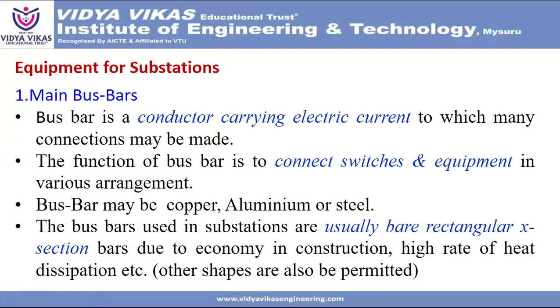The first one is bus bar. A bus bar is a conductor carrying electric current to which many connections may be made. The function of a bus bar is to connect switches and equipment in various arrangements. Bus bars may be copper, aluminum, or steel. The bus bars used in substations are usually big rectangular section bars or tubular bars. Due to economy in construction and high rate of heat dissipation, we go for rectangular cross-section bars. Other shapes can also be used.